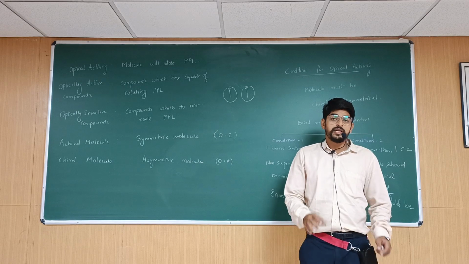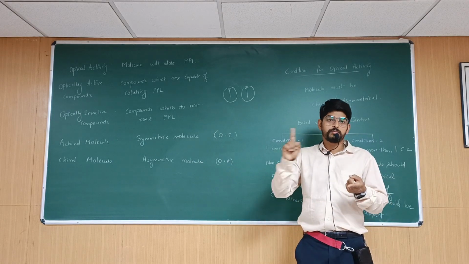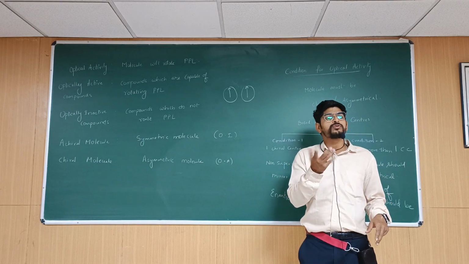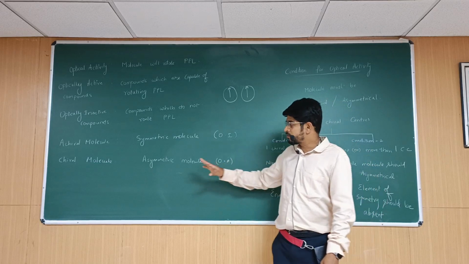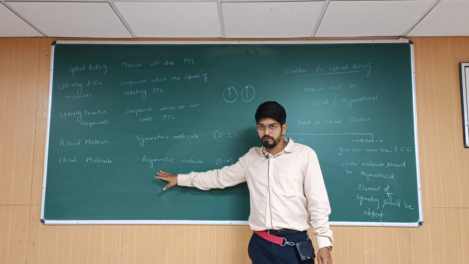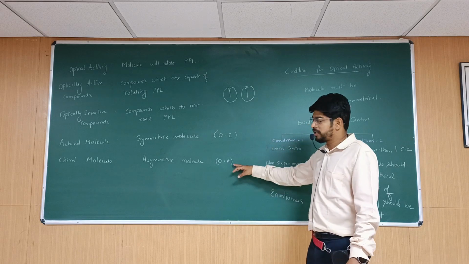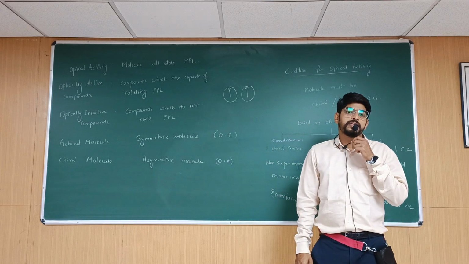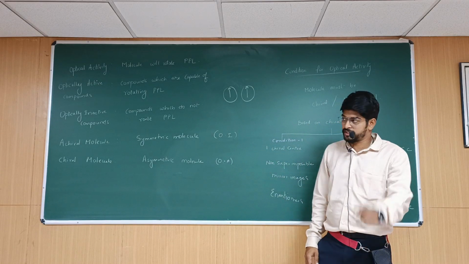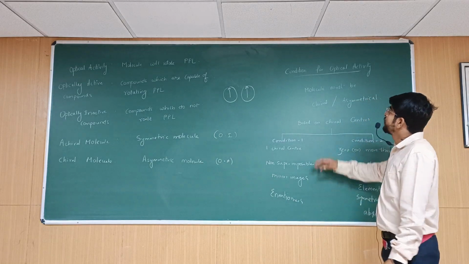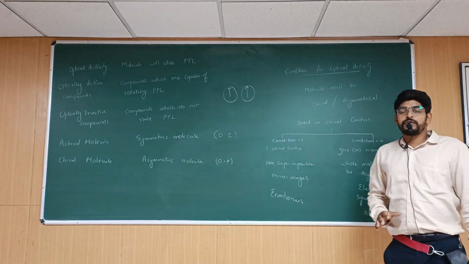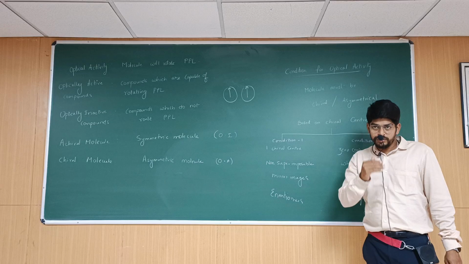Is that point clear? If it is chiral, that means the whole molecule is chiral. That means there is no symmetry in the molecule. If there is no symmetry, I am calling it an asymmetric molecule. Since there is no symmetry, the compound is optically active. That point is clear. Now moving ahead, whenever you attempt questions, you have to think through this pattern.